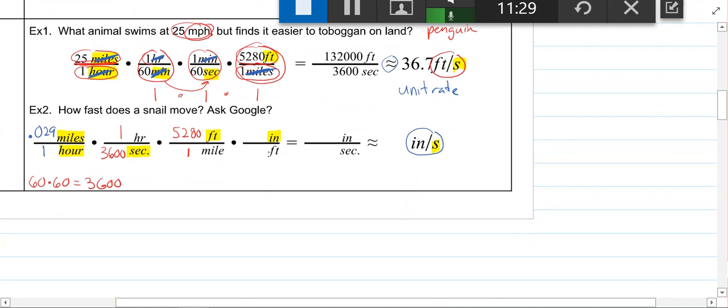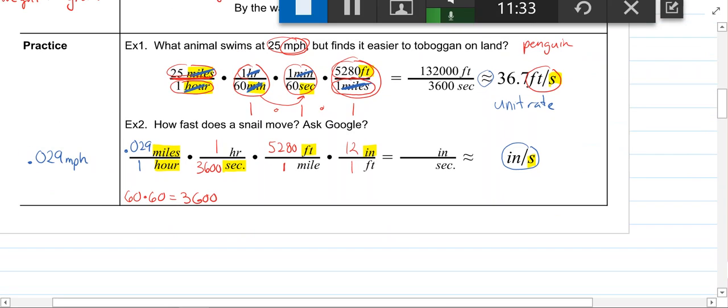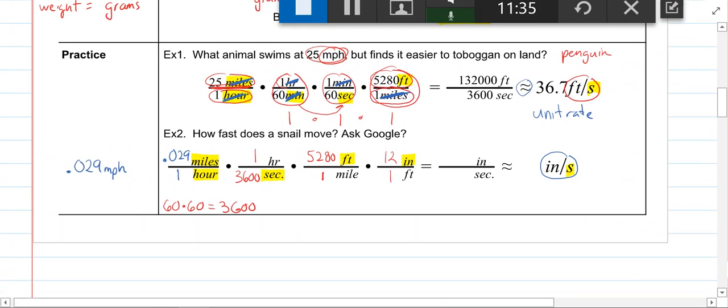So then I'm going to go on to feet and inches. In 1 foot, there are 12 inches. Now, have I found everything I needed? Well, I like to go through the process of crossing words out. Hours to hours, that's gone. Miles up here, miles down here, that's gone. And then I have feet on top and feet on the bottom, that's gone.